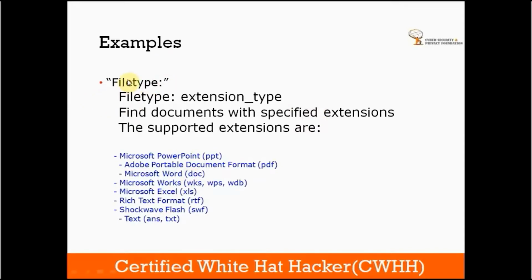Another one is the file type. So here you can give file type : the extension type. So if you want to find documents, like you want to find a Microsoft PowerPoint presentation, then you do file type : PPT. And if you want an XLS document, then you give file type : XLS. So this will help you get results only for that certain file type. Suppose you're searching for an ebook, you just need to give PDF and you'll only get PDF results.